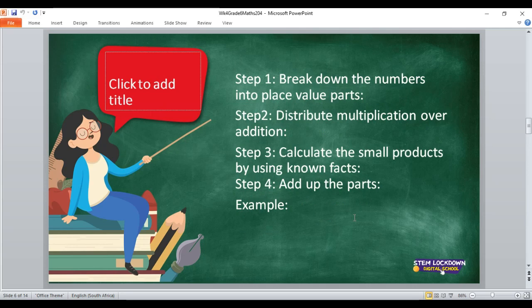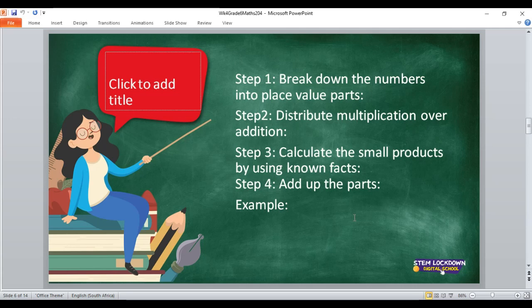We said we first break down the number into their value parts. Say we have 100 multiplied by 13 plus 7. Let me rather not say 100, let's say 114 multiplied by 13 plus 7. So now what we do, we first break down the numbers into their value parts.